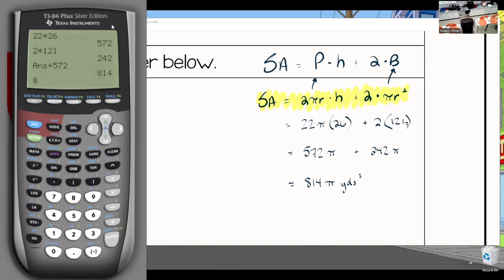And if we want to apply pi, the calculator can do the heavy lifting. So times, and then we hit the second, and then the caret button is what we need there. So it's approximately 255. Oh, wow, that was bad math, Coach O. 2,557.26 square yards.